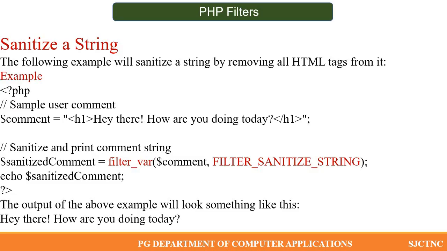In that comment we have the message, how are you doing today. Then we are using the filter name FILTER_SANITIZE_STRING. While applying this, we are removing the HTML tag, that is the H1 tag, from the comment variable. The remaining part will be stored in the sanitized comment. Then we print the sanitized comment using echo. For printing a message, we are using the echo statement. Then the output will be like this: hey there, how are you doing today?